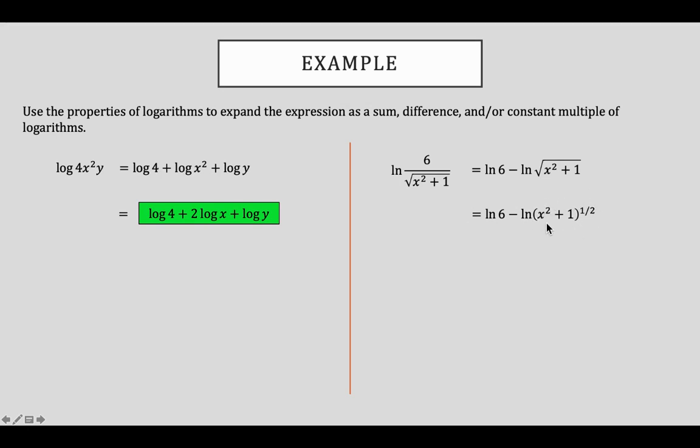Well, writing that square root as a power now allows us to use the power rule. The power rule says we can take an exponent inside of a log and bring it to the front as a constant multiple. That gives us our final answer of the natural log of 6 minus 1/2 the natural log of the quantity x squared plus 1. Make sure you are paying attention with your parentheses. We are taking the natural log of this entire quantity x squared plus 1. All right, so we need parentheses around that to group those two terms together.